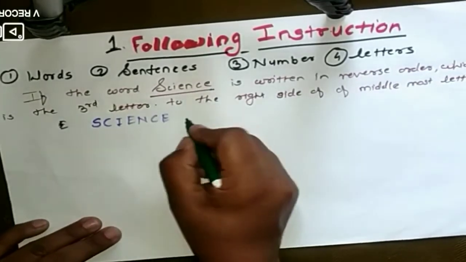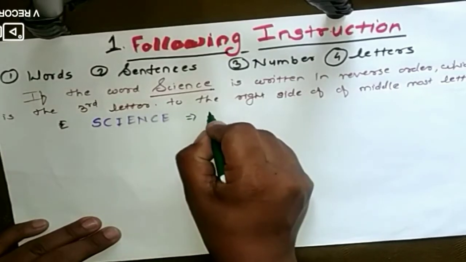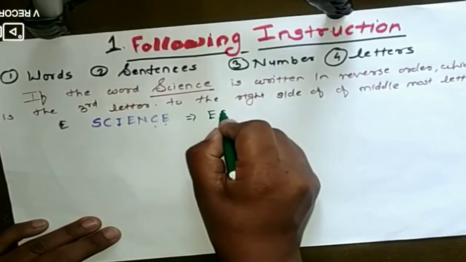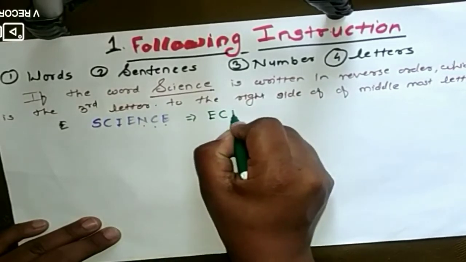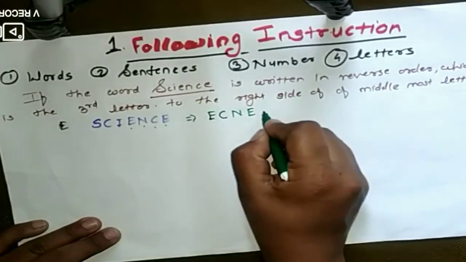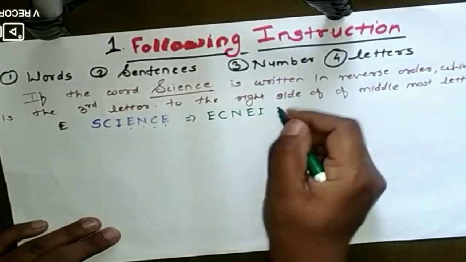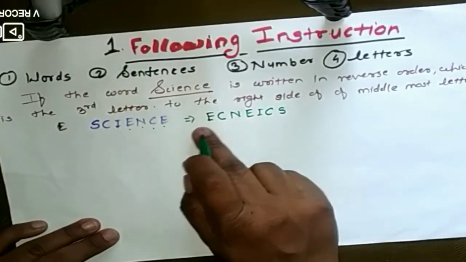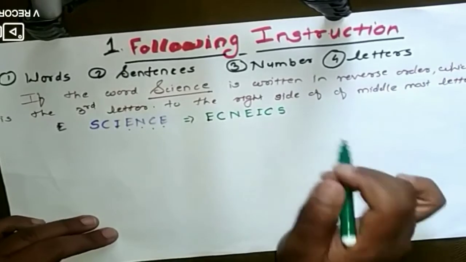First we will see how to solve, and then I will tell you the trick of it. So first will come E. This E we have to write first. Then we have to write the C, then N, then E, then I, then C, and here S. So here, this is the science we wrote in the reverse order.